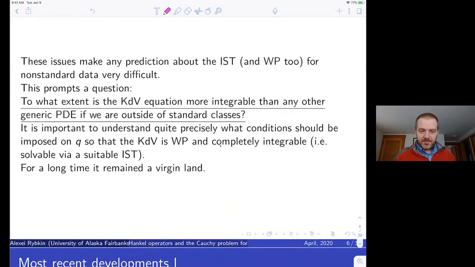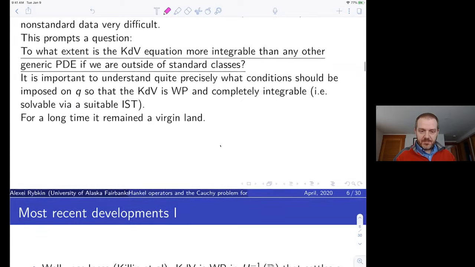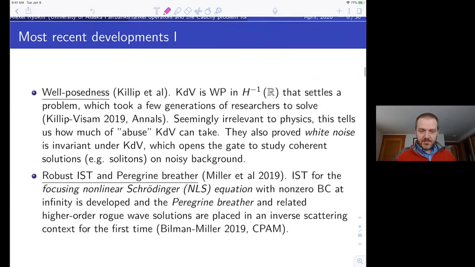And even though questions about what's going to happen in those cases have been raised over decades, for quite some time it was pretty much virgin land. And I'm really happy that very recently a few disjoint groups of mathematicians started working on different aspects of this question.